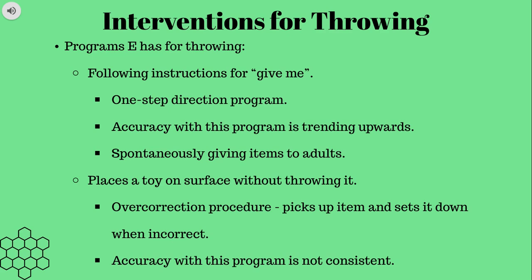The second program is placing a toy on a surface without throwing it. This is more so an overcorrection procedure. So if E throws something as opposed to setting it down, we prompt her to pick up the item and set it down appropriately. The accuracy with this program is not consistent.